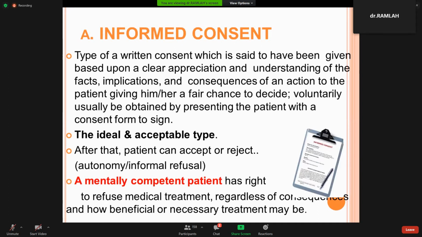A mentally competent patient has a right to refuse medical treatment regardless of consequences and how beneficial or necessary the treatment may be. Even though you know it's going to be harmful for the patient if he's not going to get treated, if the patient is competent enough, theek hai? Competency can be checked by means of multiple criteria. Usme ek aapka procedure hota hai, jisko hum kehte hain, mini mental state examination perform kiya jata hai.